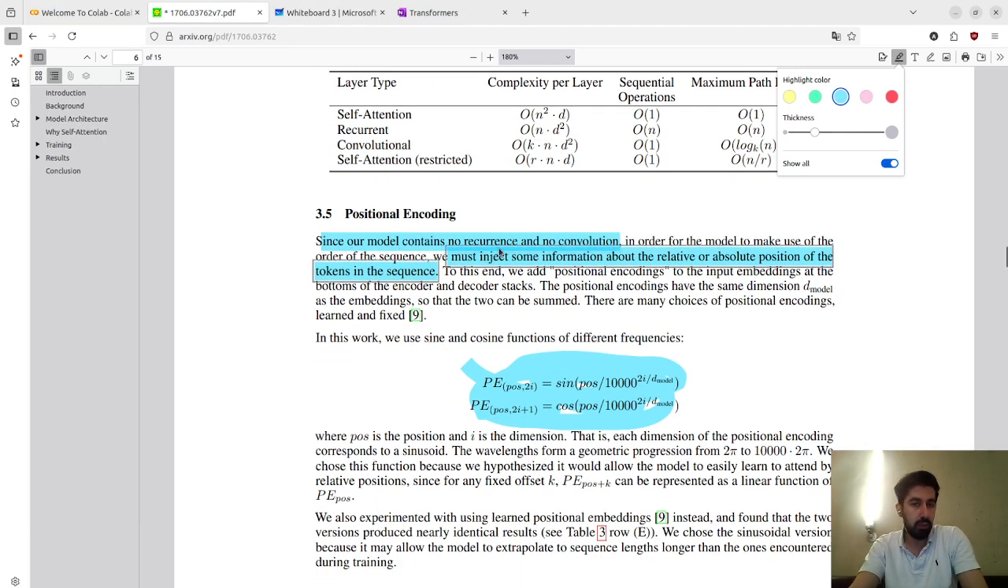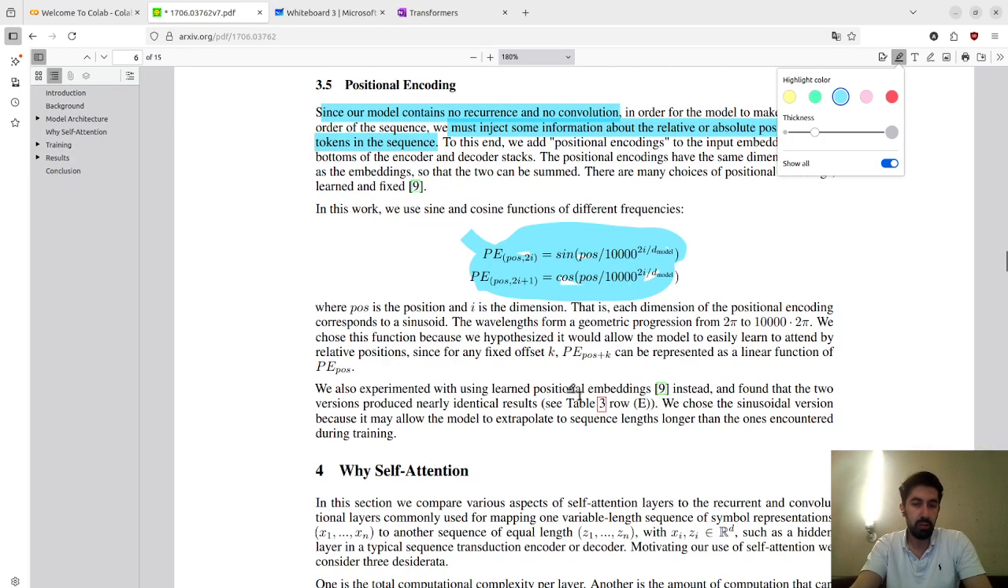Since our model contains no recurrence and no convolution, we should inject information about the relative position of the tokens. The tokens are the words. And we do it using positional encoding: PE(pos, 2i) is sine of pos over 10,000 to the power of 2i over d_model, and cosine. Okay?